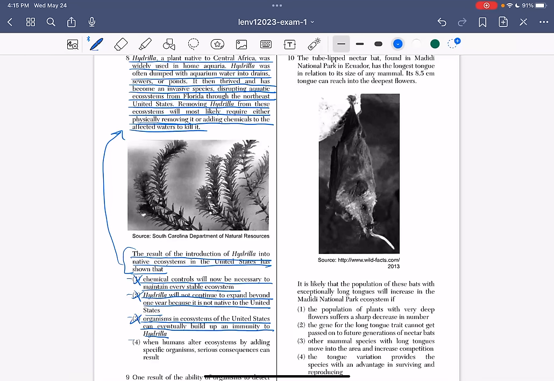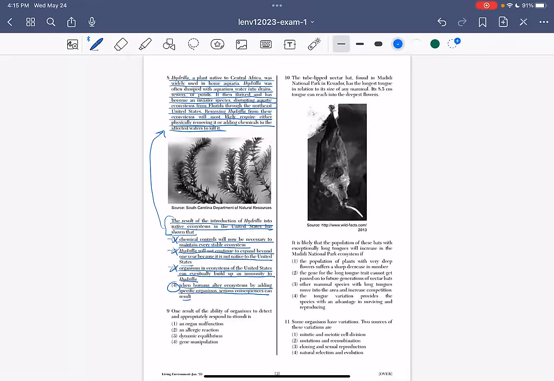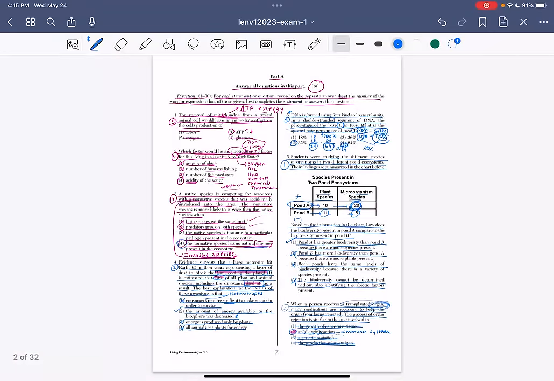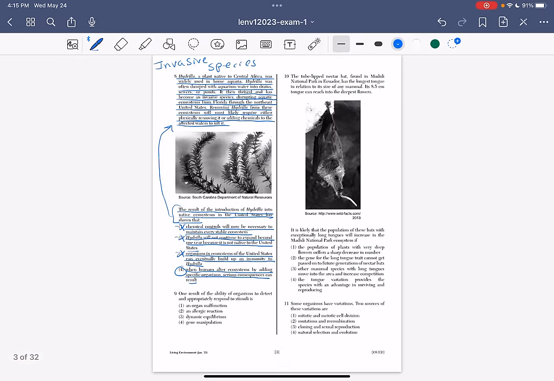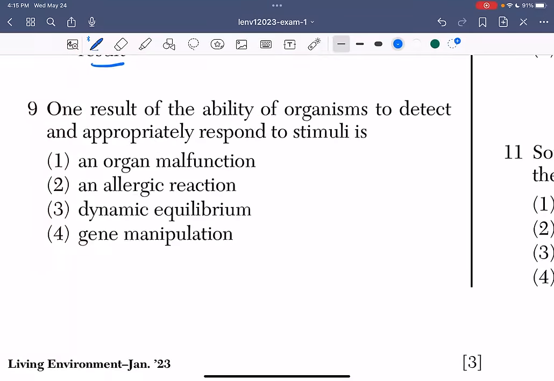That is incorrect. When humans alter ecosystems by adding specific organisms, serious consequences can result. Absolutely. This question is about invasive species. And these invasive species can be plants or animals. We just had a question in the previous page, number 3. So this test really wanted to check your invasive species for sure. If you're having trouble understanding invasive species, you should look at more questions that talk about this. Okay. Number 9.